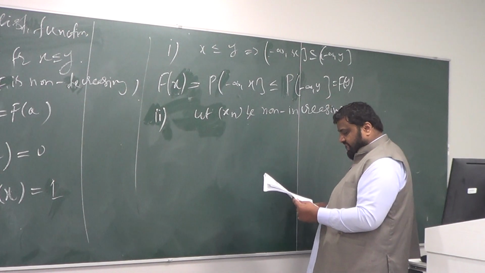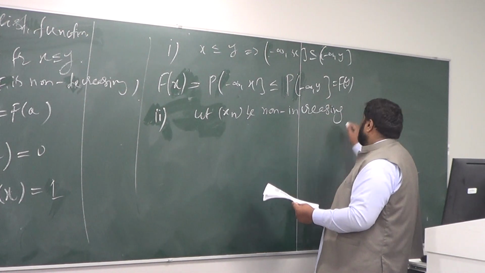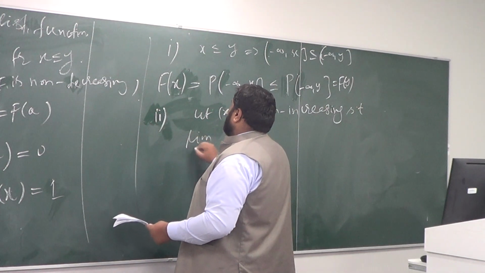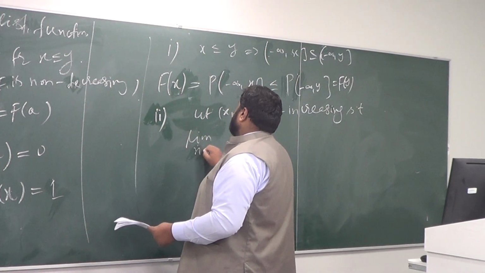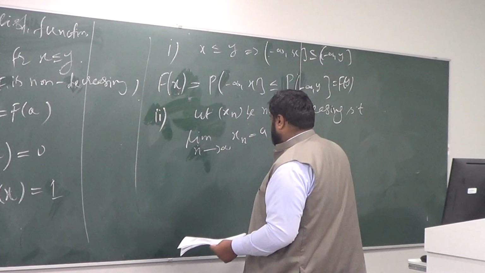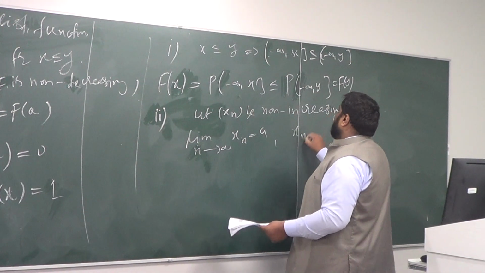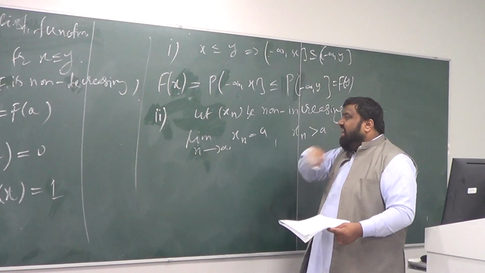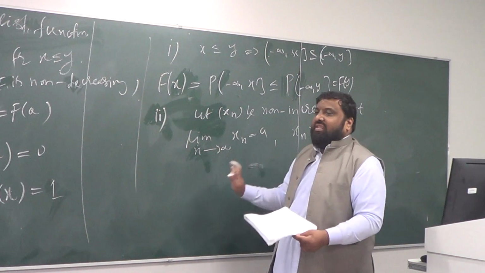Decreasing sequence such that the limit as n goes to infinity of xn is a, where each of the xn is bigger than a.